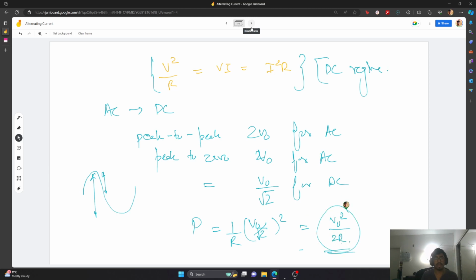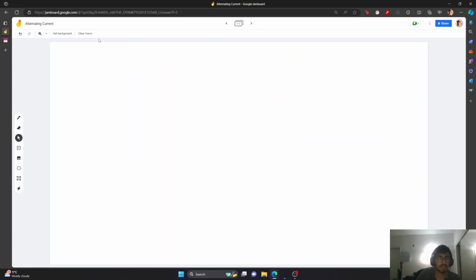So this is the key idea. This is how you can convert AC power into equivalent DC power. You can use these formulas to convert it. So remember that you don't just put the value of V naught here. You convert it by root 2, because you make it 70%, and then you take it.